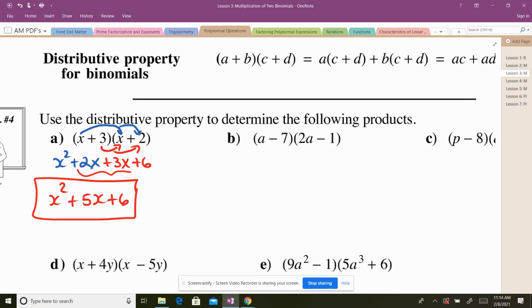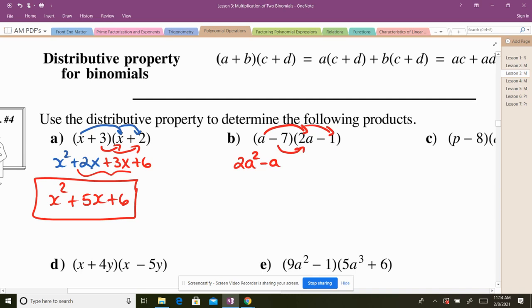B, draw the arrows if it makes more sense to you. Okay, you don't have to, but a times 2a, what's that? 2a squared. a times negative 1. Negative a or negative 1a. You don't have to write the 1 if you don't want to.